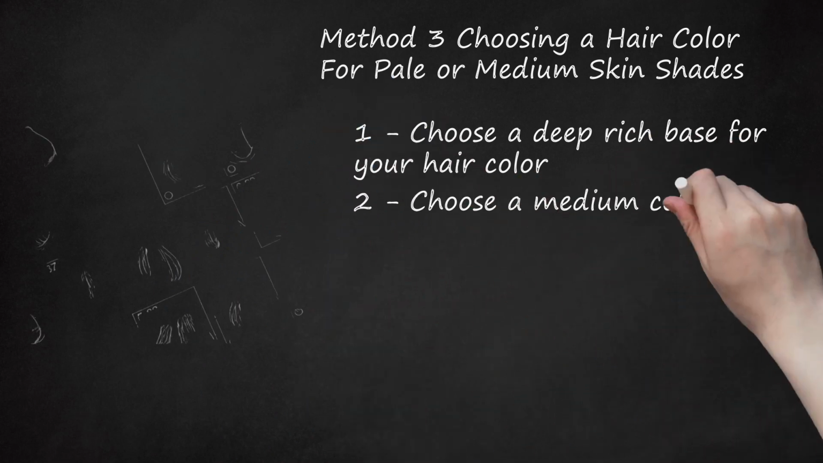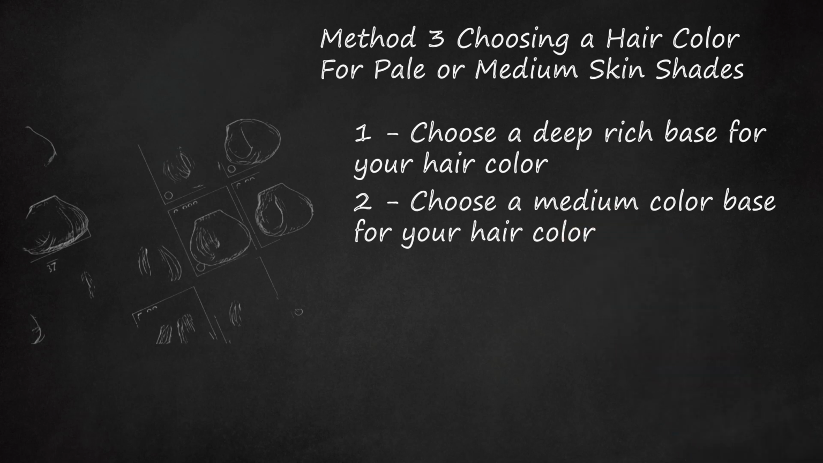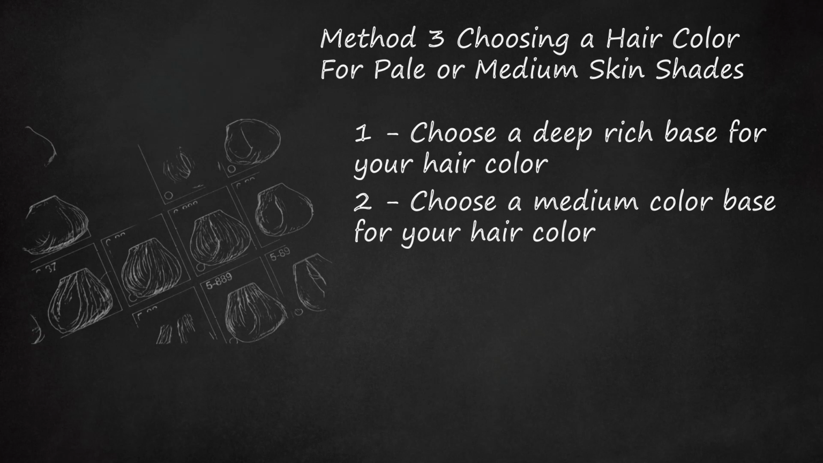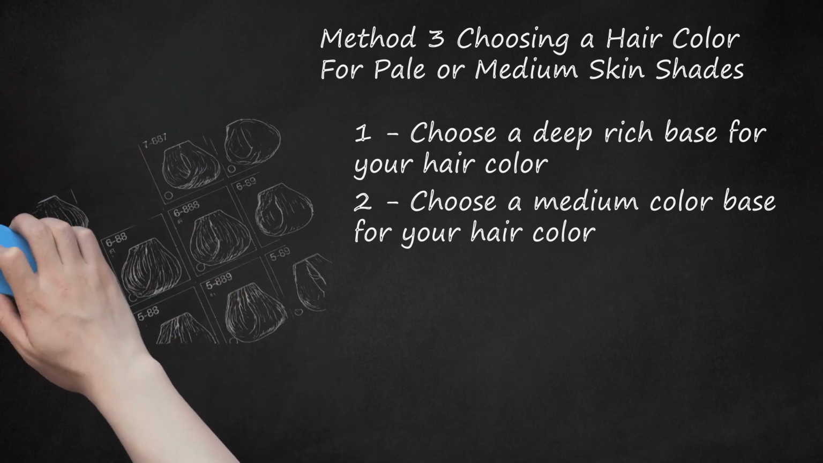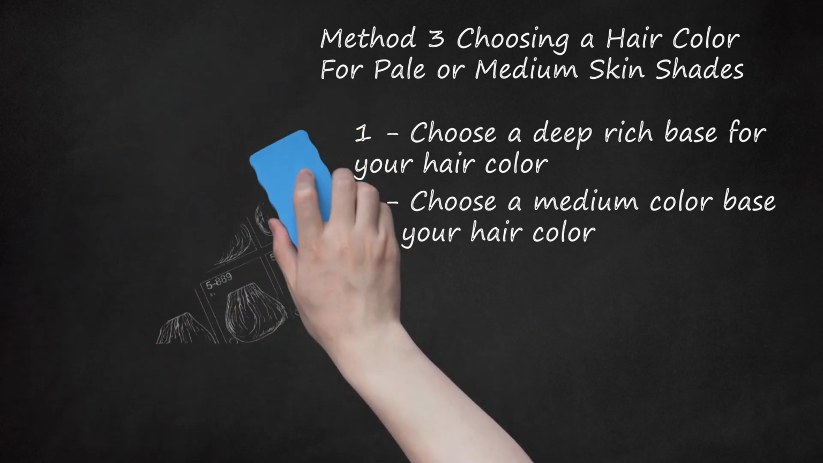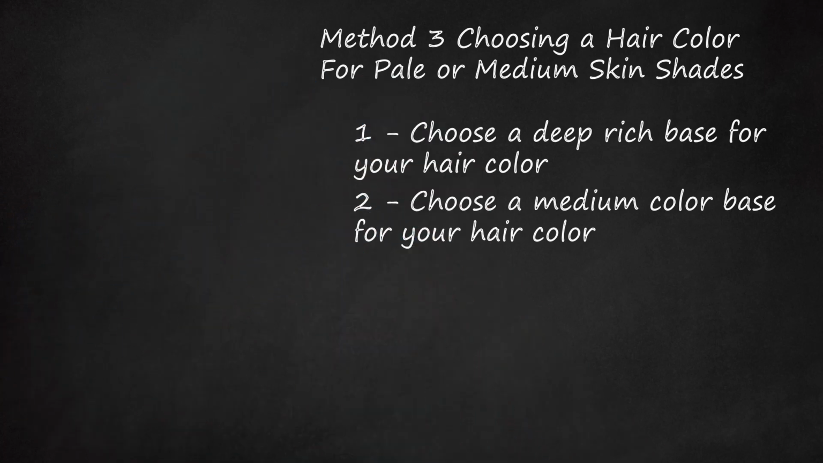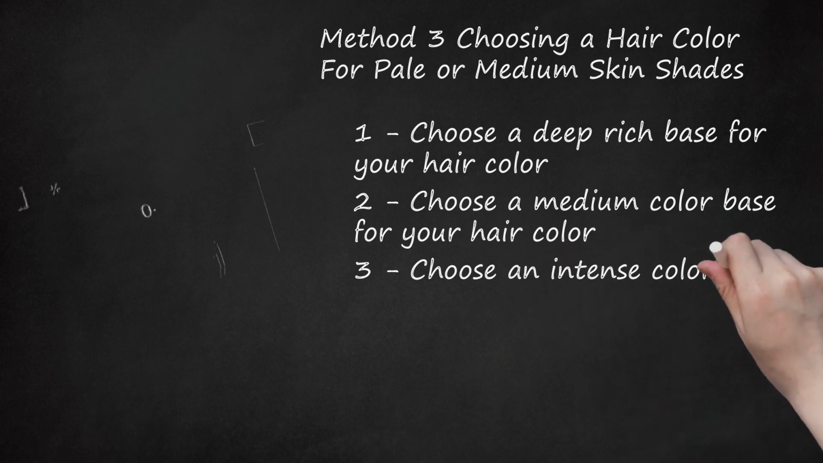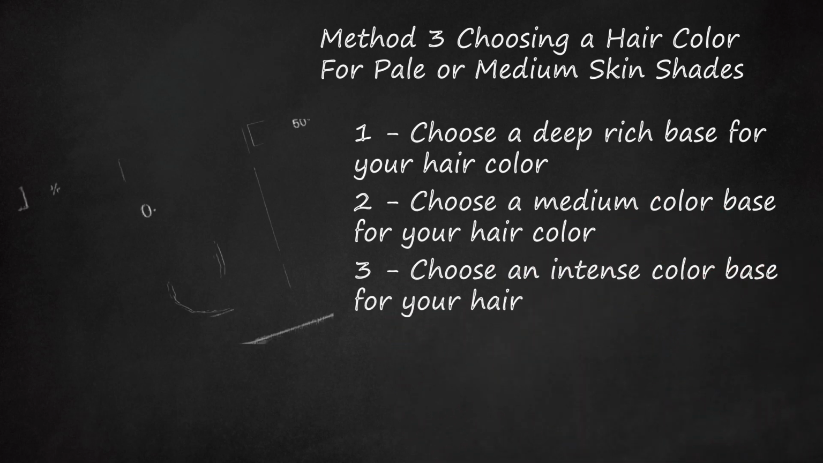2. Choose a medium color base for your hair color. If you have warm undertones with red, avoid choosing a red or auburn hair color. Instead, use a honey brown or golden base color and add caramel lowlights. This will downplay the redness in your skin's undertones. 3. Choose an intense color base for your hair. If you have cool tones with a pink or blue undertone, look for an intense brown, red, or blonde base. Then, pick highlights that have a honey, wheat, or ash look. This will help contrast your cool undertones.